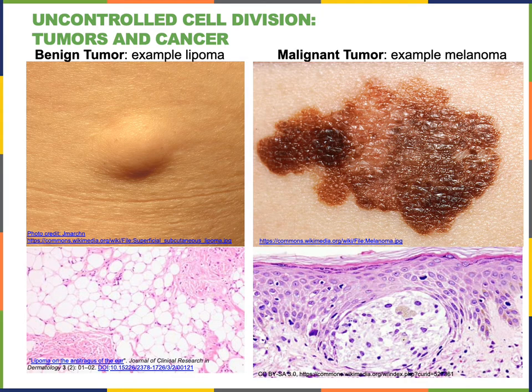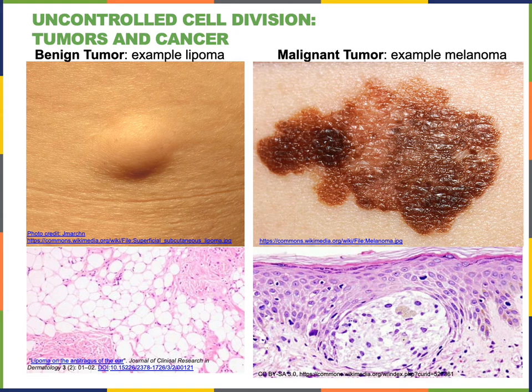A melanoma is a cancer resulting from uncontrolled division of melanocytes. Melanocytes are cells found in the epidermis of our skin, in the deep layer of the epidermis. And melanocytes normally produce the brown pigment melanin, which gives color to our skin to help protect us from the damaging effects of UV light. One of those damaging effects of UV light is to create mutations, and mutations in our skin cells can increase that risk of uncontrolled cell division, producing a cancer like this melanoma.